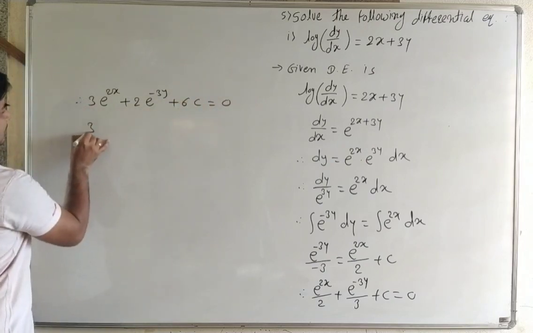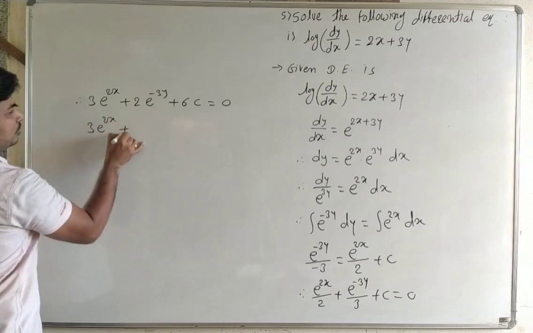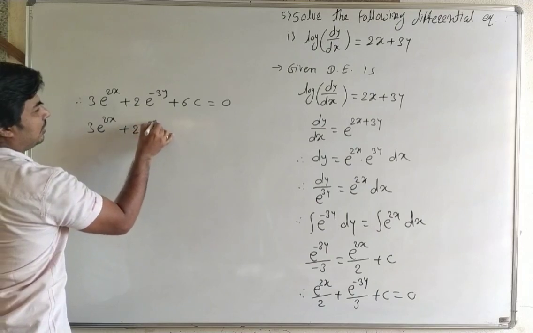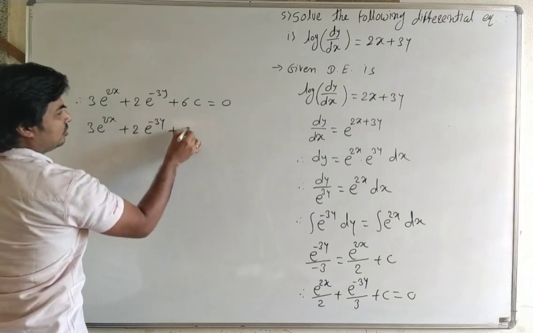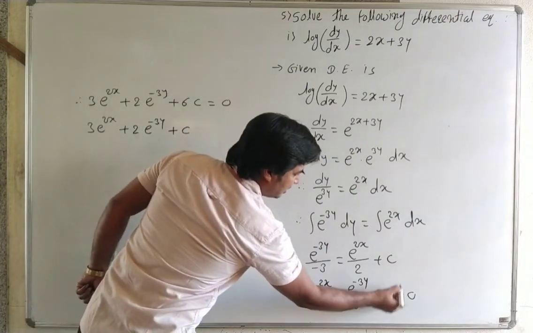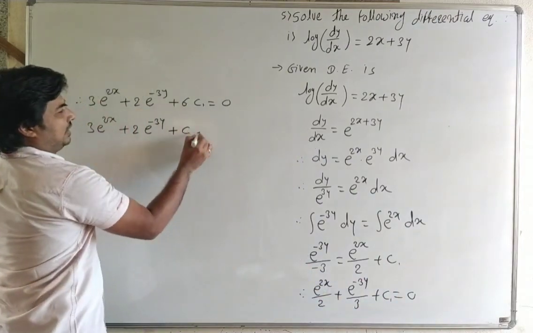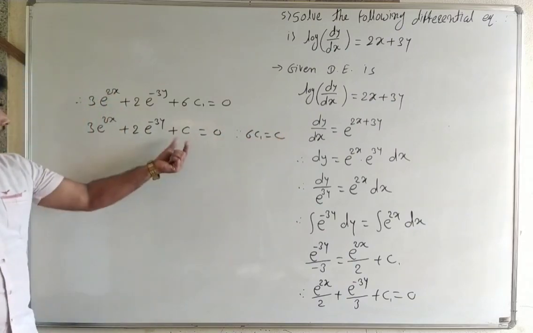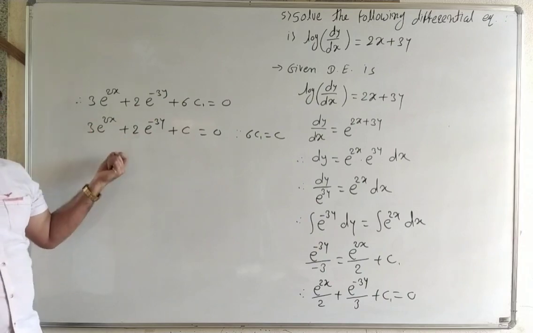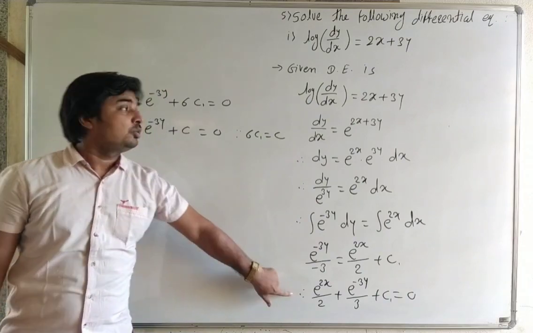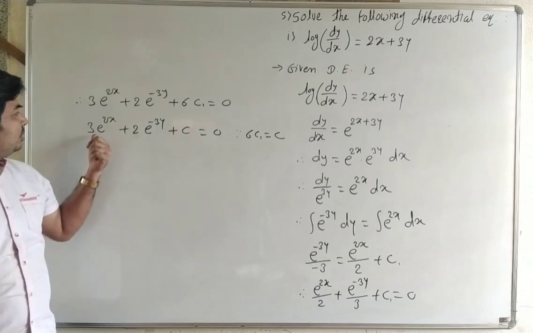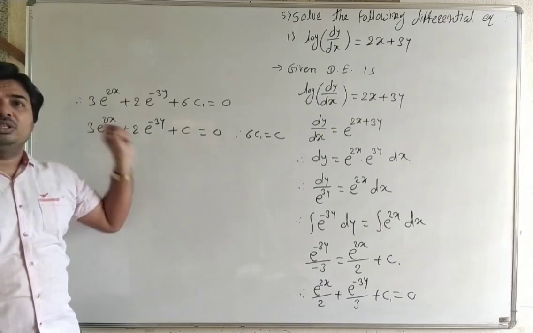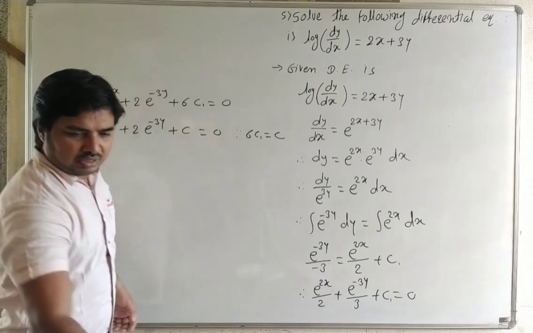Then 3 into e to the power 2x plus 2 into e to the power minus 3y plus a constant. Here we take 6c as c1, so 6c is equal to c1. This is the general solution of the differential equation, and it is sufficient. But we can also write it in the form 3 into e to the power 2x plus 2 into e to the power minus 3y plus c is equal to 0, which is also the general solution of the differential equation. Okay, now we see the next example.